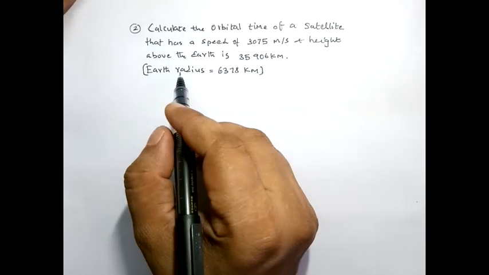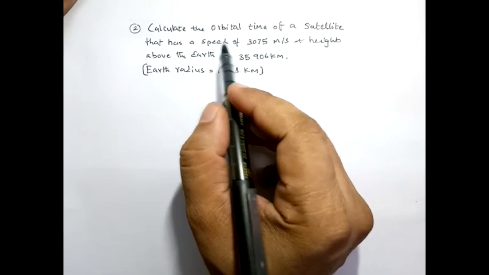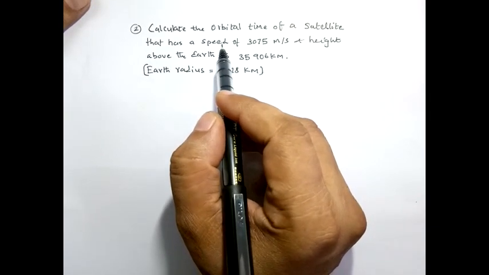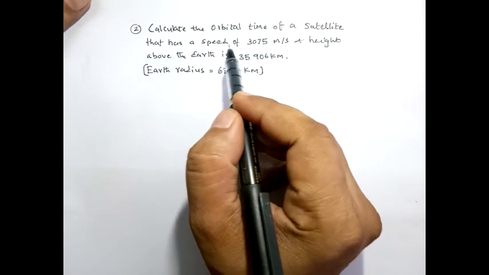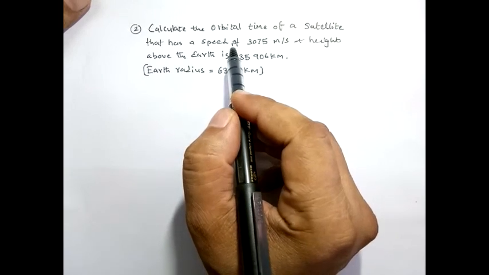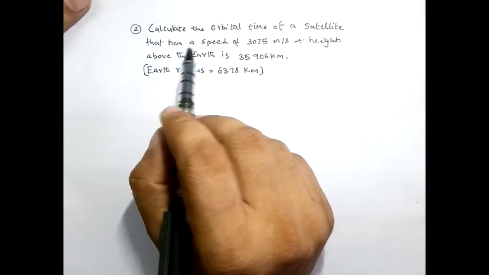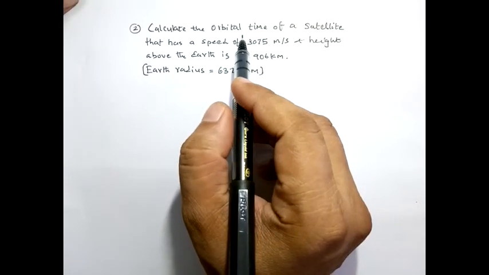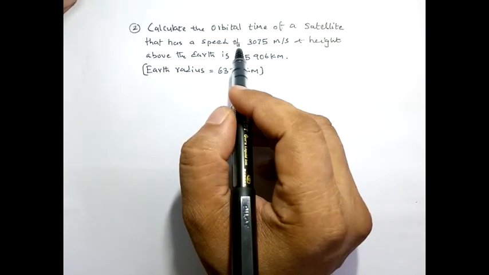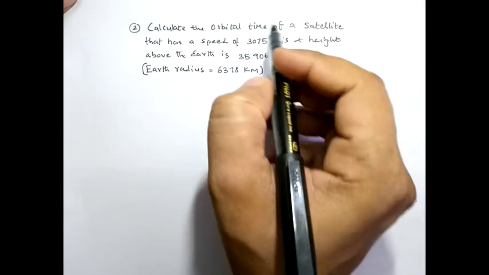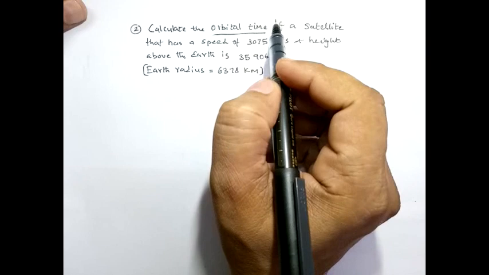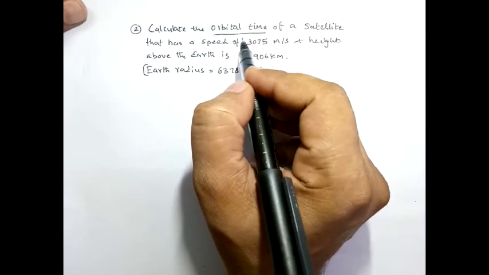This is question number 2, which I showed you in the slide. Even this is a very important type. This is another variety of the same kind of problem. The difference is in the previous question it asked you to find out the orbital speed. Now here you're asked to calculate the orbital time. So you have to find t here.